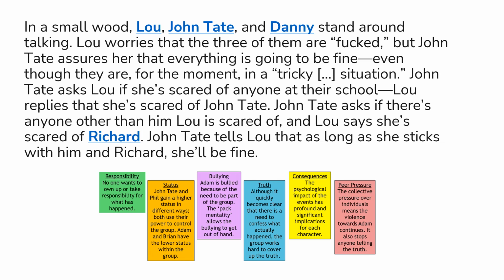In a small wood, Lou, John Tate and Danny stand around talking. John Tate assures Lou that everything is going to be fine. I can't say the word there because it will make it inappropriate for YouTube. For the moment, in a tricky situation, John Tate asks Lou if she's scared of anyone at their school. Lou replies that she's scared of John Tate. John Tate asks if there's anyone other than him Lou is scared of, and Lou said she's scared of Richard. John Tate tells Lou that as long as she sticks with him and Richard, she'll be fine.